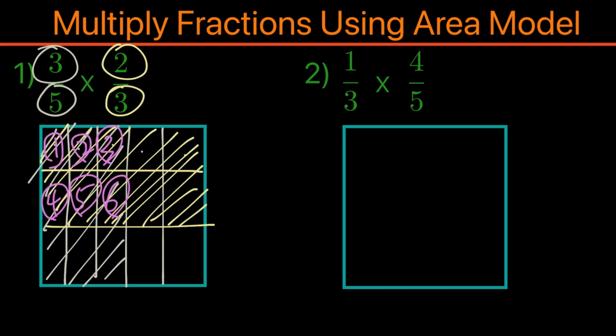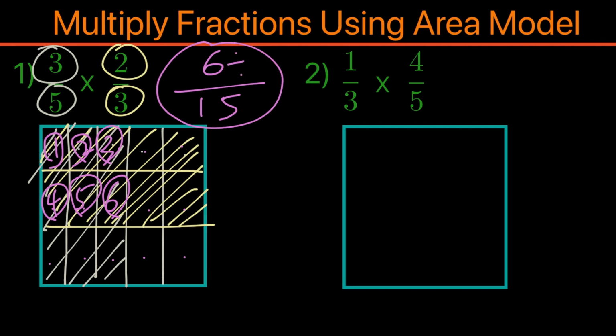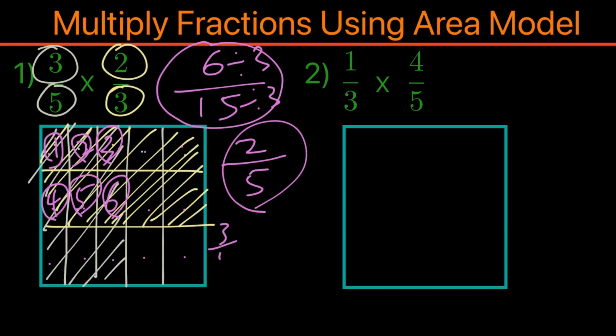So that tells us that we will have 6 out of the total number of squares, which is 1, 2, 3, 4, 5, 6, 7, 8, 9, 10, 11, 12, 13, 14, 15. So the answer is 6 over 15. Now 6 over 15 can be simplified by 3. So we could also divide this by 3. And so that would be 2 over 5. And that's our answer.